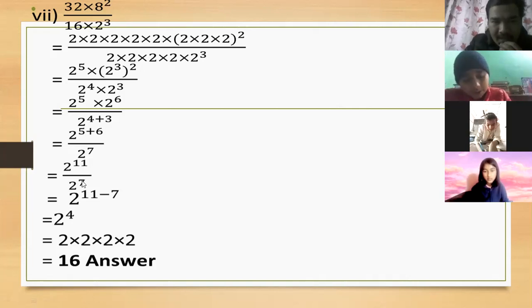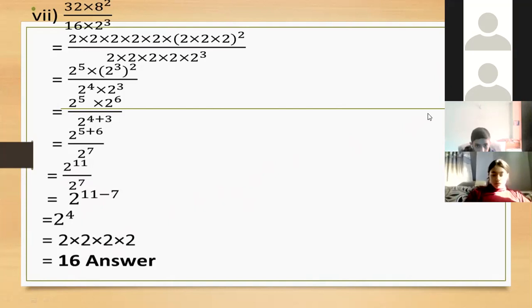11 minus 7 is 4, and 2 power 4 means 16, because 2 into 2 into 2 into 2. We have to multiply 2 four times.